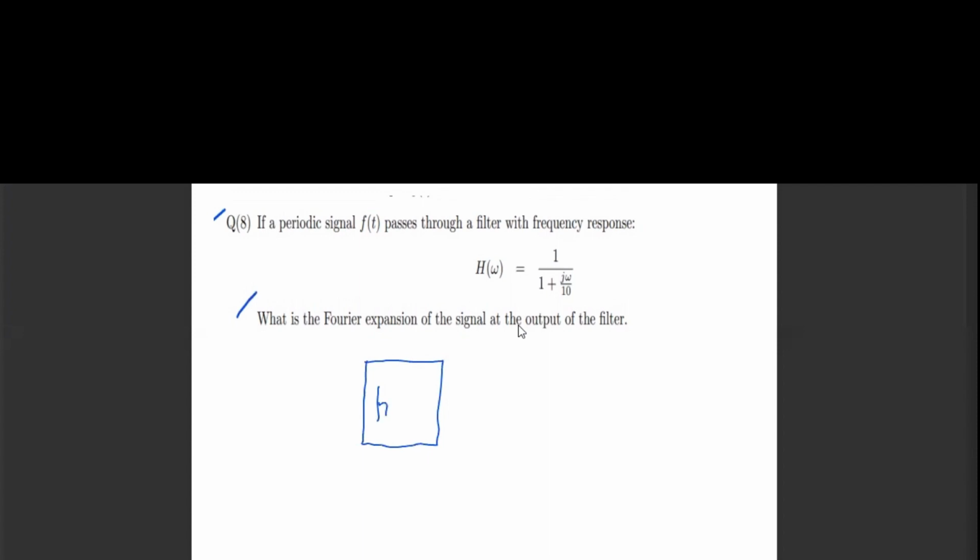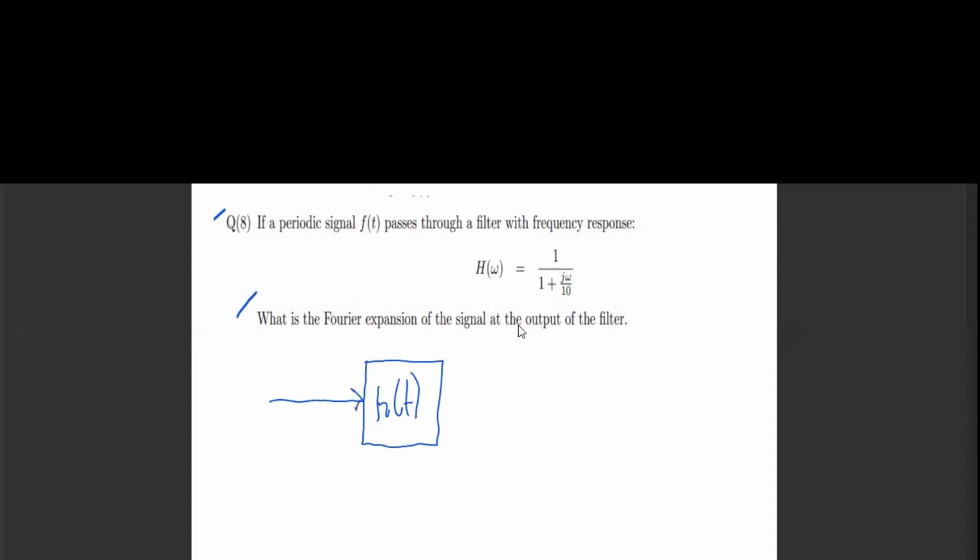Alright, then, so let's try this one. So we have a periodic signal f of t that passes through a filter with frequency response of this equation. Right, so remember, when you have a filter, right, so in this case, I just say this is the filter, right?